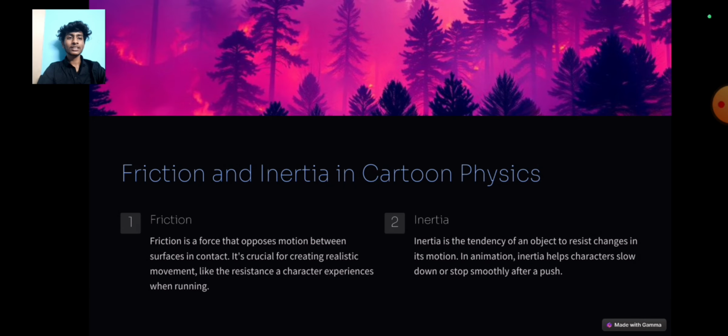Friction and inertia in cartoon physics. Friction. Friction is a force that opposes motion between surfaces in contact. It's crucial for creating realistic movement like the resistance a character experiences when running. Inertia. Inertia is the tendency of an object to resist change in its motion. In animation, inertia helps characters slow down or stop smoothly after a push.